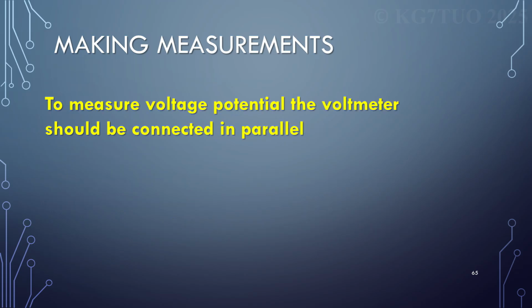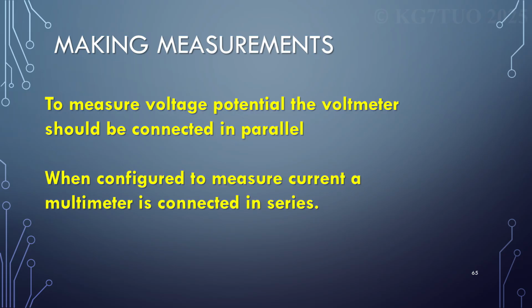To measure voltage potential, the voltmeter should be connected in parallel. Okay, not in series, in parallel. So you don't separate the wire and put the leads across it. Okay, that would be in series. You measure it in parallel.